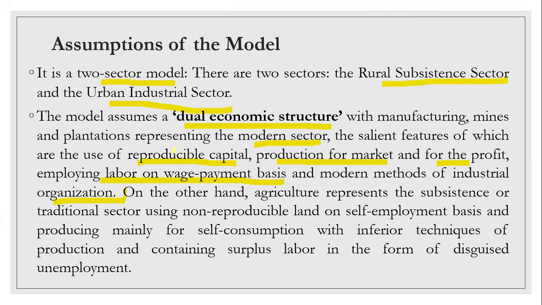So this model assumes a dual economic structure with the manufacturing sector on one side. On the other hand, we have the agriculture sector. Agriculture represents the subsistence or traditional sector, using non-reproducible land on a self-employment basis and producing mainly for self-consumption with inferior techniques of production, containing surplus labor in the form of disguised unemployment. Disguised unemployment is a case where the marginal productivity of labor becomes zero. That means the laborers are not at all required there. Although they are working, they are not required. Even if we withdraw the labor from production, the output remains the same.